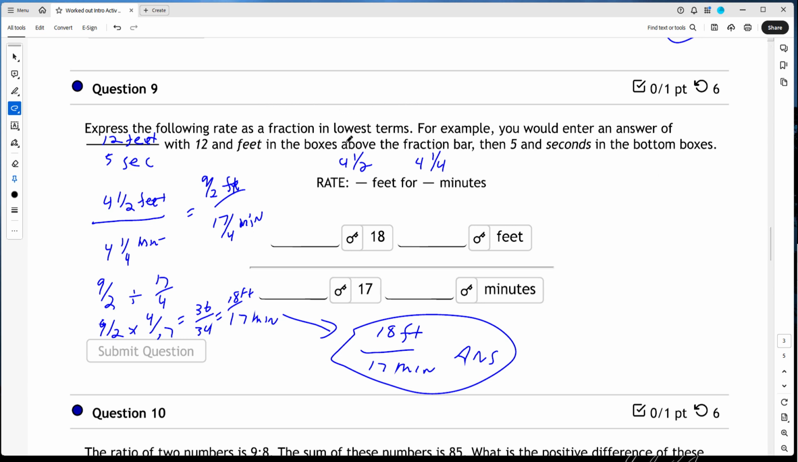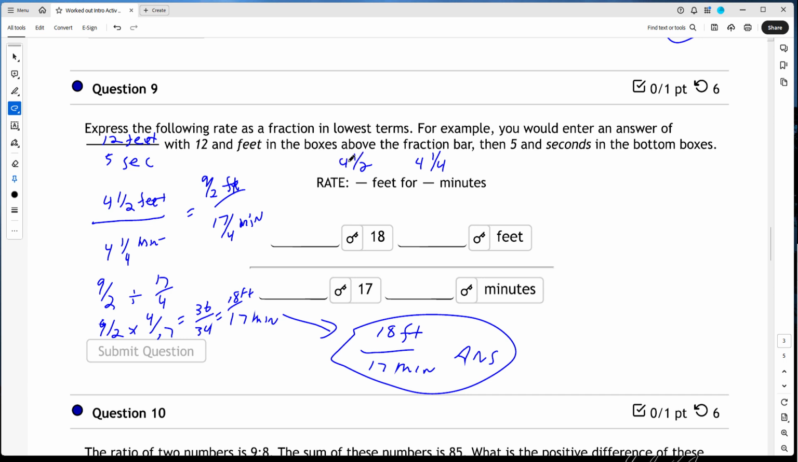Express the following rate as a fraction of lowest terms. You will enter an answer of 12 feet per second with 12 feet in the boxes above the fraction bar and 5 seconds in the bottom boxes. Okay. In this case here.